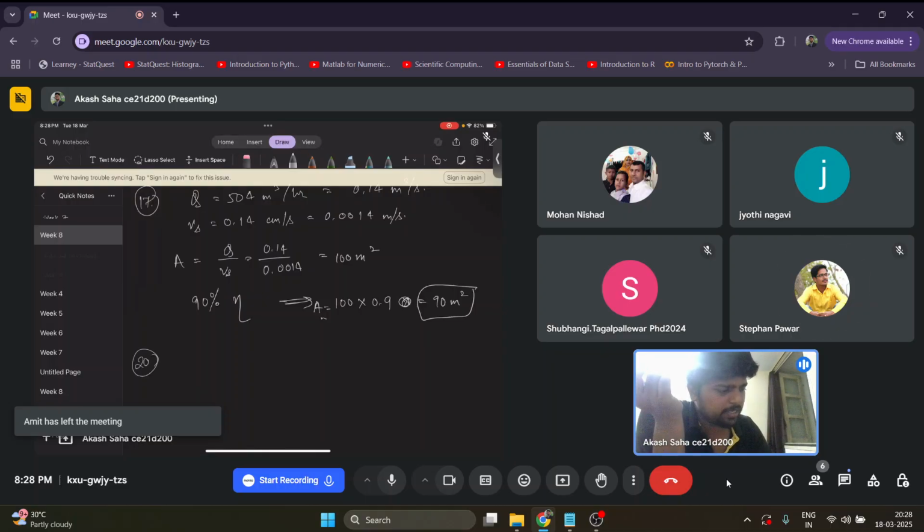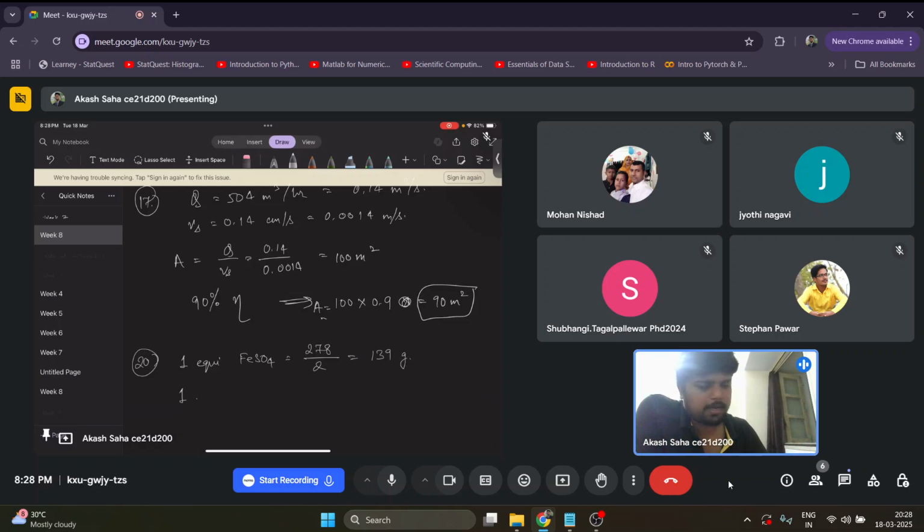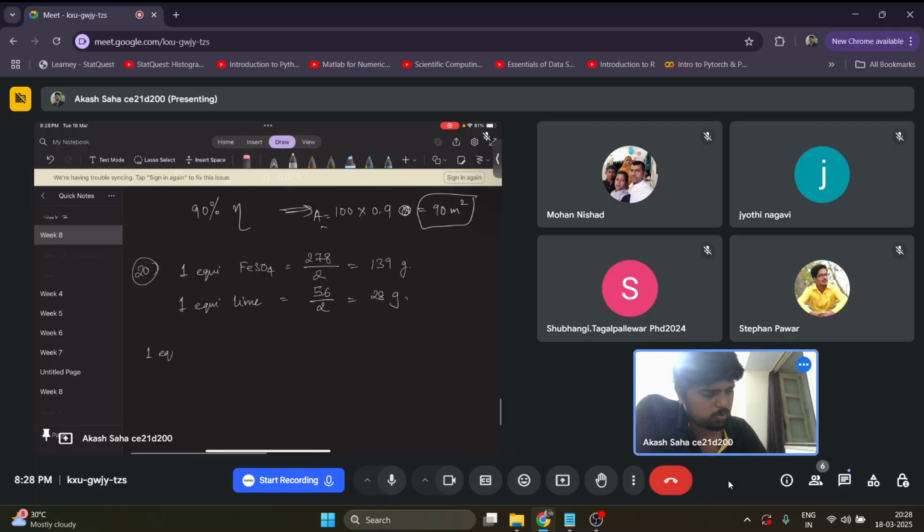So what is one equivalence of ferrous sulfate? Ferrous sulfate total weight is 278, and combining capacity is 2. So it will be 139 grams. And one equivalence of lime is nothing but CaO, 56 by 2. So it will be 28 grams. Now I am saying that one equivalence of ferrous sulfate will react with one equivalence of lime. Or I can say 139 grams of ferrous sulfate will react with 28 grams of lime.